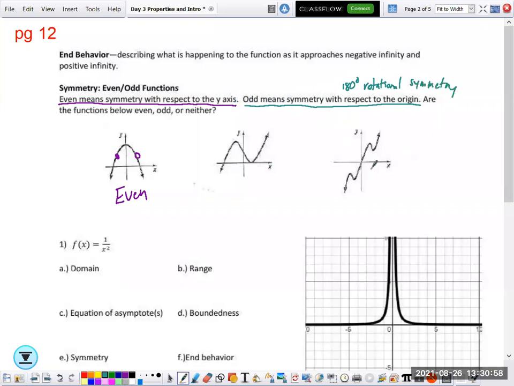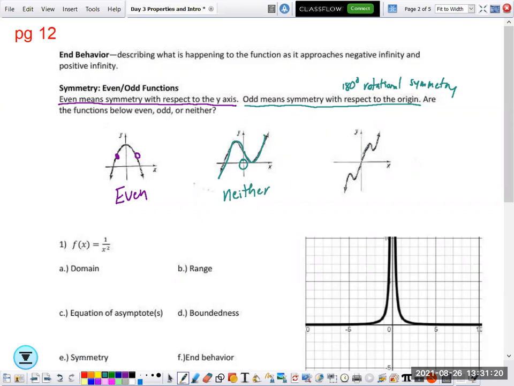Okay, so when I look at these two functions that are left, this one in the middle has rotational symmetry. I can clearly see that this piece, if I rotate it a certain way, would probably match up here, but it's not around the origin. So we say that this function is neither even nor odd.